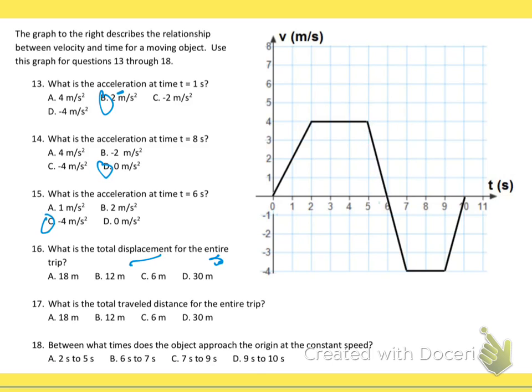Let's do it this way. So the area of this triangle would be half the base times the height, which is half of 2 is 1, 1 times 4, so this area would be 4 meters. This next section here would be a rectangle, which would be length times width for area. So from 2 to 5 is 3. 3 times 4 would be 12.